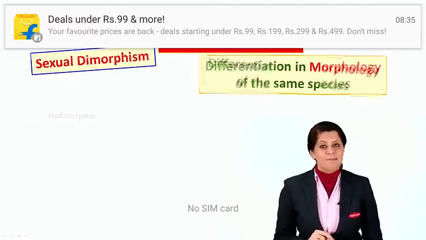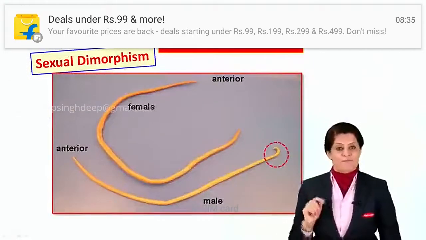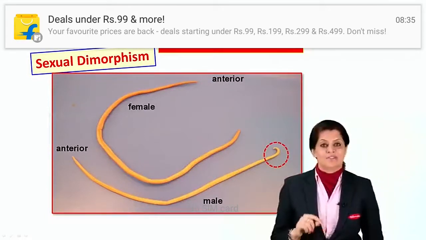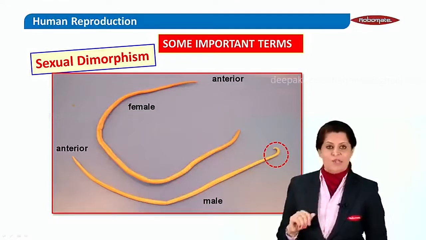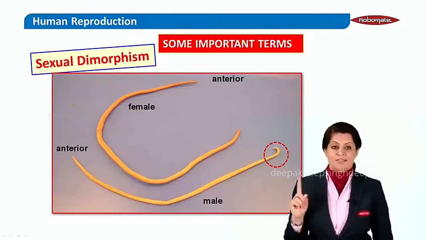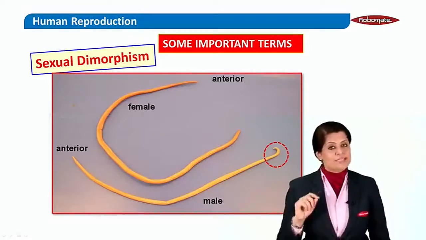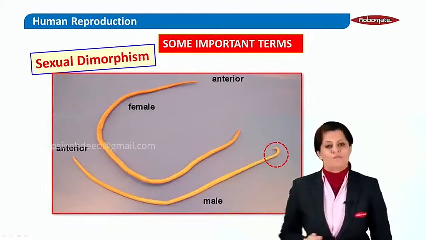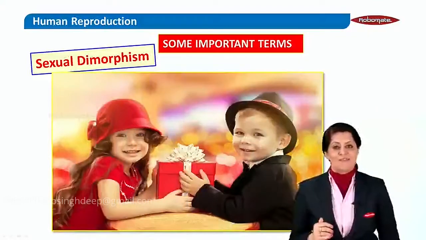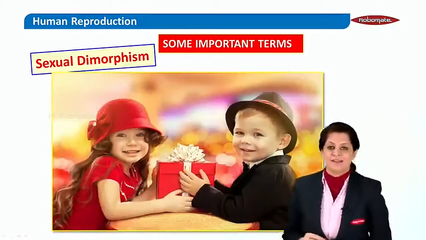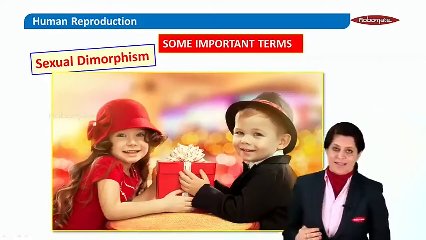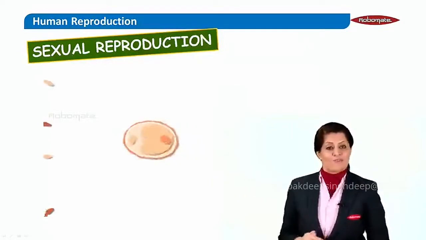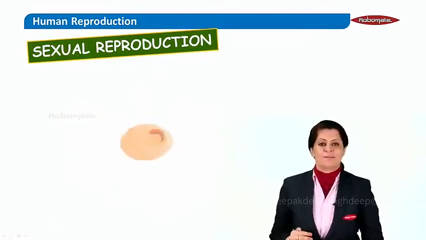Now, for example, we talk about the tapeworm again. You can see the male in here. The tail is slightly curved in the male, whereas in the female it is not. So externally there is a difference in male and female. So we say there is sexual dimorphism, and it's very obvious in humans. You can make out the difference in a boy and a girl externally or morphologically. That's sexual dimorphism.